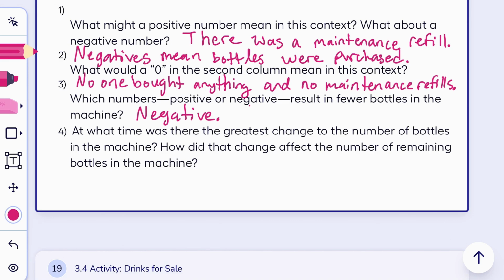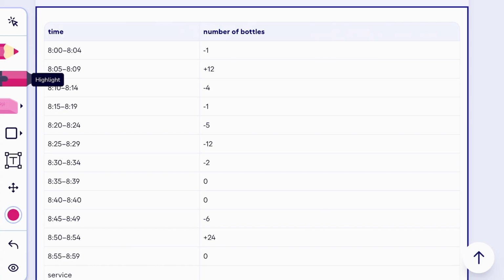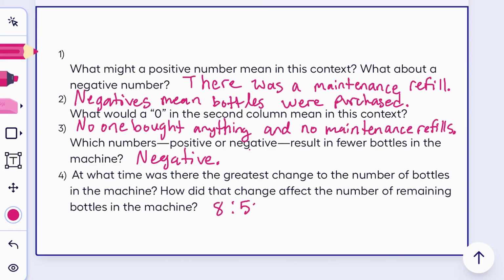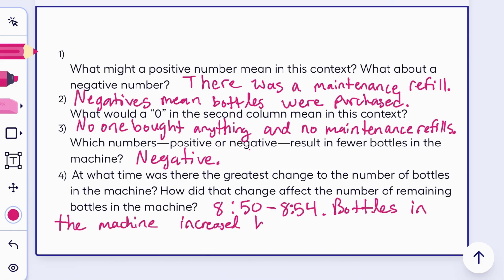At what time was there the greatest change to the number of bottles in the machine? How did that change affect the number of remaining bottles in the machine? So it looks like the time from 850 to 854, there was the greatest change in the number of bottles in the machine. And how did that change affect the number of remaining bottles? Well, it increased the number of remaining bottles by 24.